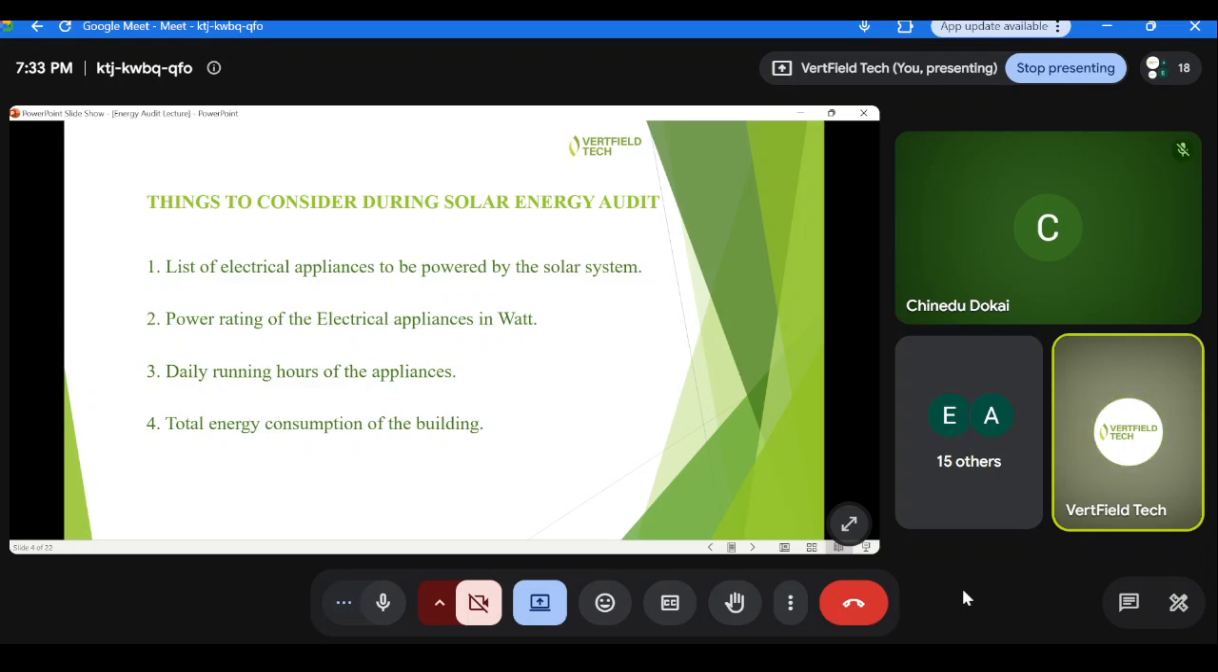There are things to consider when we intend to run a solar energy audit. One, the list of electrical appliances to be powered by the solar system, the power rating of the electrical appliances in watts, the daily running hours of the appliances, and the total energy consumption of your building. The total energy consumption of that facility will also be required.